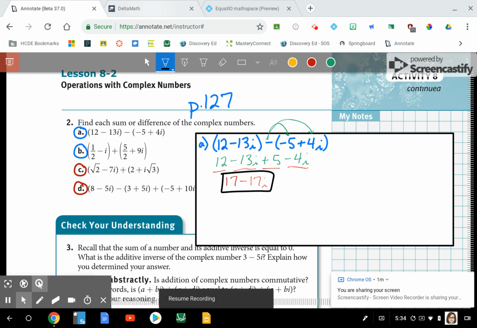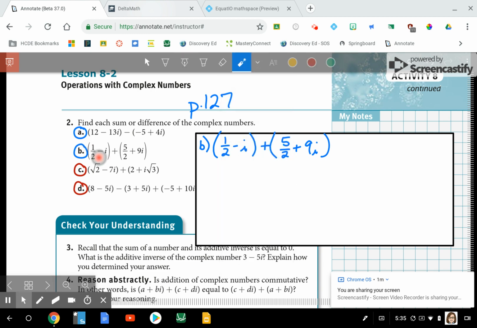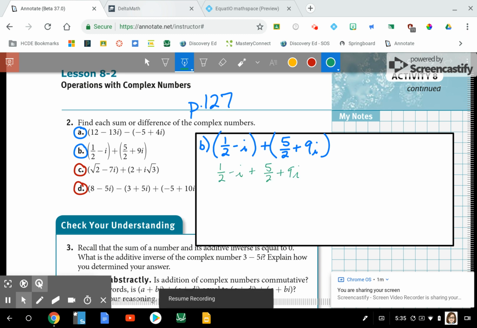So now let's do a second example together. We're going to try part B. In part B, we do have some fractions, but don't let that freak you out. We have two complex numbers that are being added together. So notice, we don't need to distribute a negative sign. I mean, we can distribute a positive here, but that doesn't change anything. So really, we can just rewrite all of these terms, but without parentheses. Okay, so now we have all these terms written without parentheses, so then we can combine them.